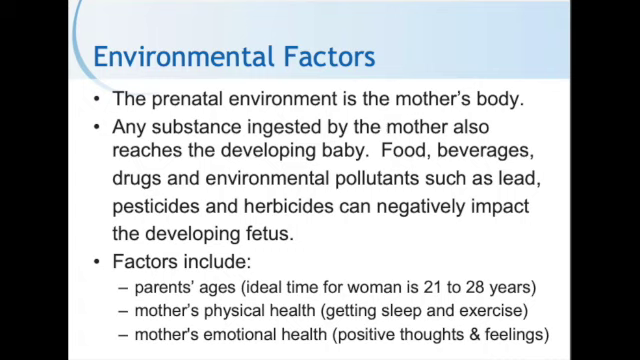An unborn baby depends on the mother for a healthy start. Women with good health habits and a healthy environment before pregnancy most often will have healthy babies. Pregnant women with environmental factors that do not promote a healthy pregnancy are called high-risk mothers-to-be. Environmental factors that can affect the health of pregnancy include the parents' ages and the mother's physical and emotional health. In regard to health, the ideal time for a woman to have a baby is between 21 and 28 years of age. Teens and women over 35 are high-risk mothers-to-be.